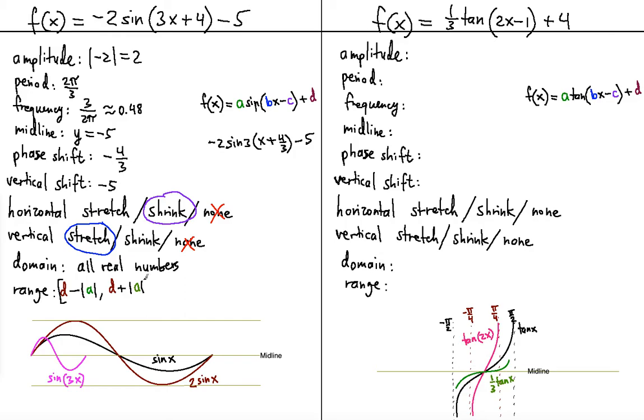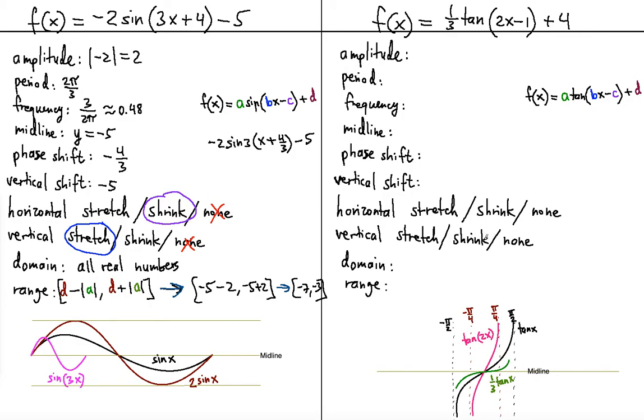So that gives you negative 5 minus 2, right? And then this gives you negative 5 plus 2, right? So that means the range, and I'm going to indicate this with blue because these were the steps we took, is minus 7 to minus 3, okay? So the lowest point is minus 7 and the highest point is negative 3.